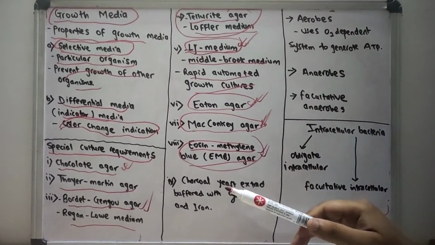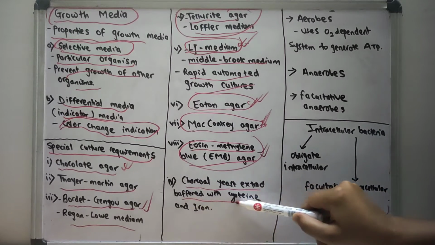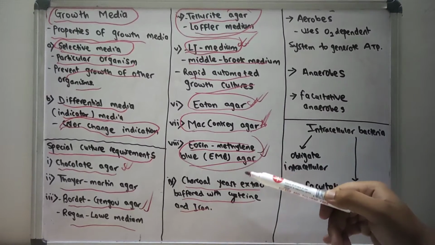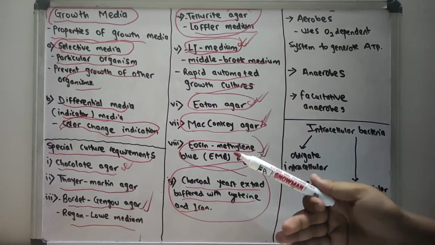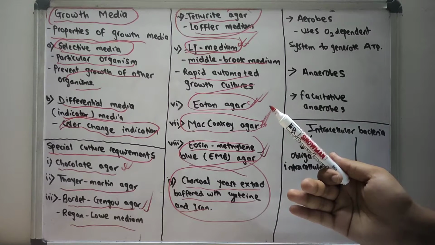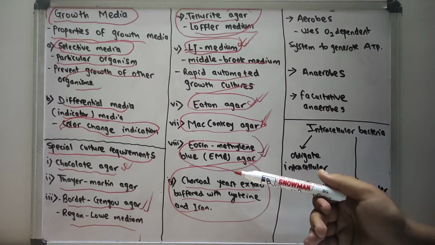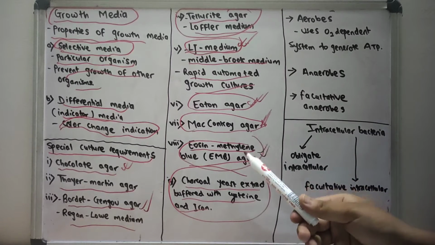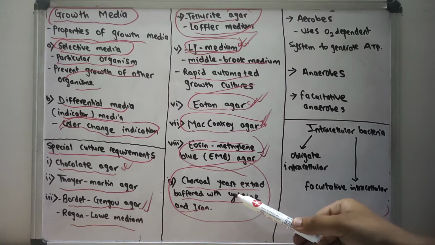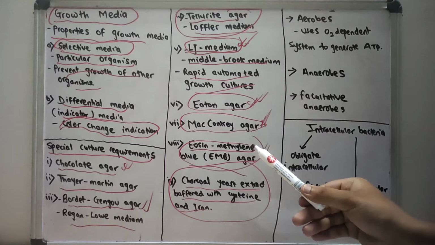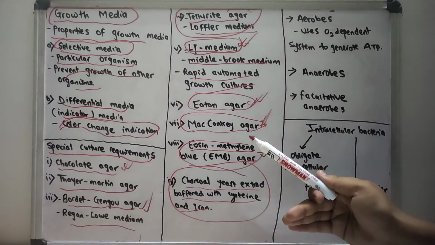Now there is one special culture media, that is charcoal yeast extract buffered with cysteine and iron. So this is specifically used for Brucella, Francisella, Legionella, and Pasteurella. These are the four bacteria that grow on it. The charcoal yeast extract buffered with cysteine and iron specifically allows the growth of Brucella, Francisella, Legionella, and Pasteurella.